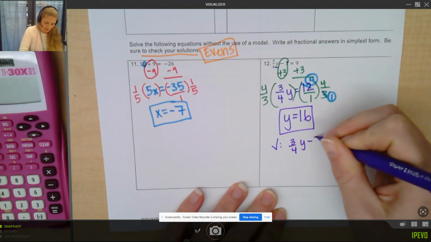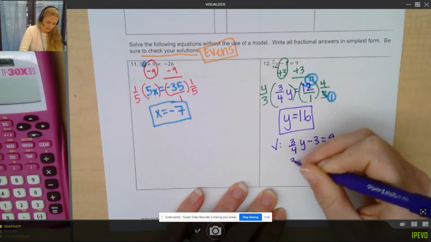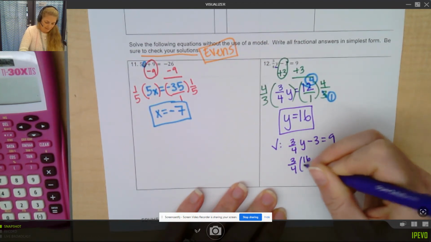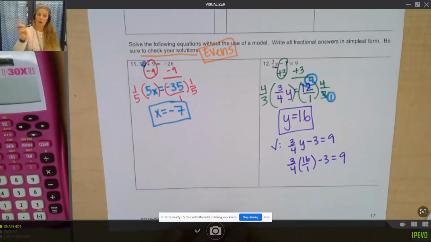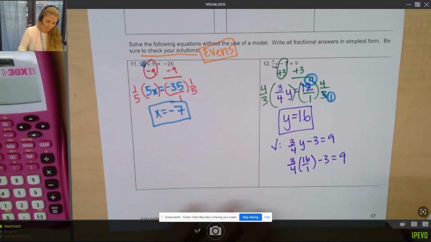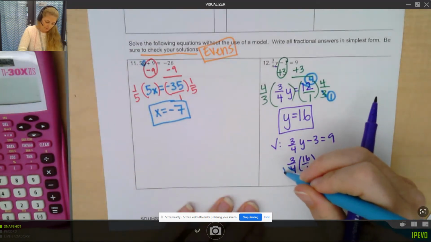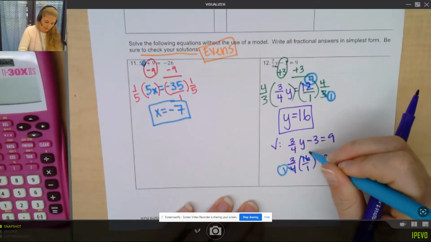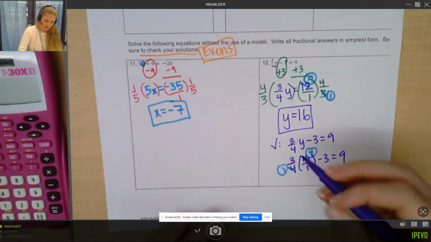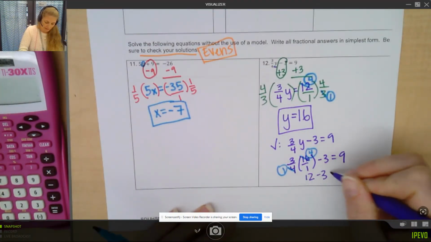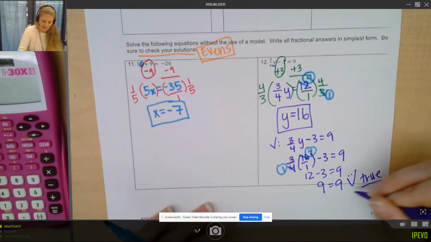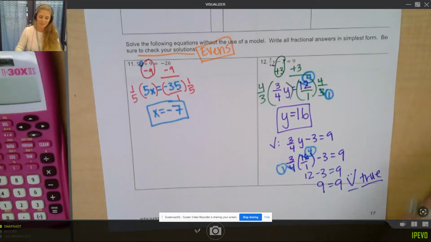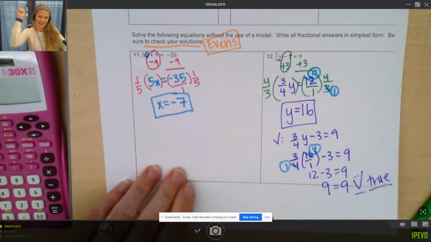3/4 y minus 3 is equal to 9. 3/4 times 16 minus 3 is equal to 9. Remember, no inverse operations on your verify. Cross cancel, 4 goes into 4 once and into 16 4 times. 3 times 4 is 12. 12 minus 3 is 9, and 9 equals 9. It's a true statement. So yes, 16 is your solution. It's the value that makes the statement true. Yay!